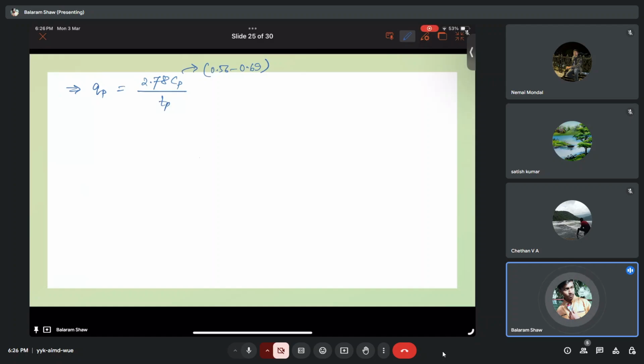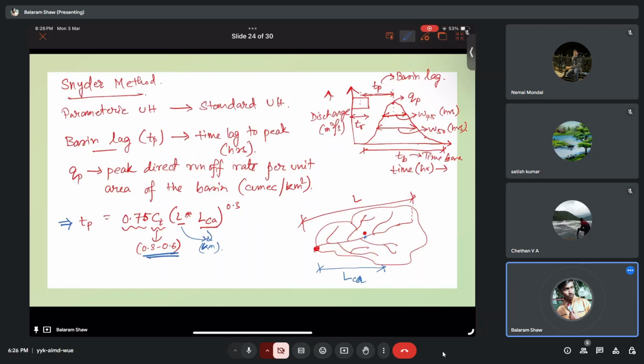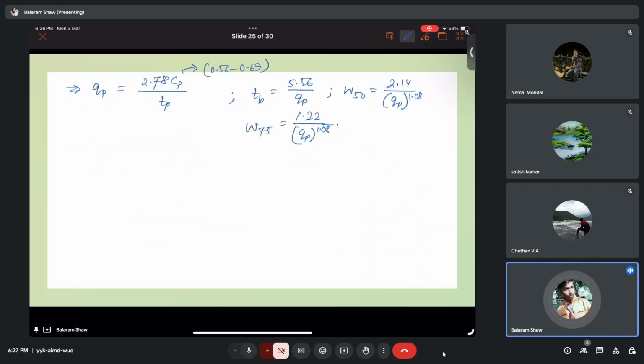Like that we can get the base time, which we write as 5.56 by QP. Then we get W50, that is 2.14 by QP to the power 1.08, and then W75, that is equal to 1.22 by QP to the power 1.08. If you notice here, the denominator is the same, QP to the power 1.08. W50 is where the width should be more, and hence the numerator value is more. And in W75, 1.22, it is less because the width should be less.